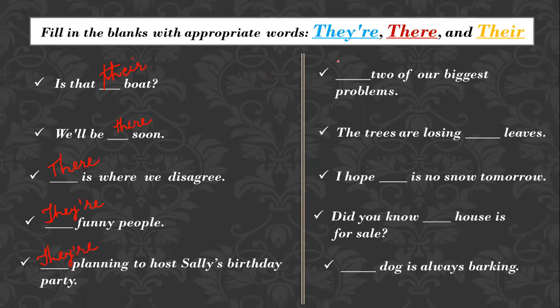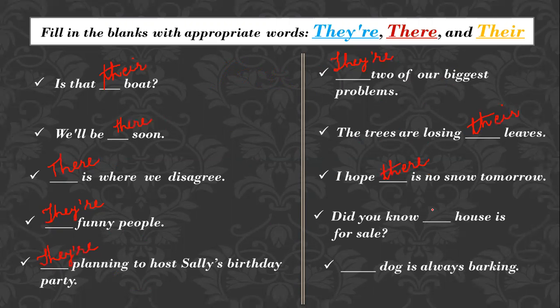They're two of our biggest problems. So here again, they're, that is they are, two problems, okay? They're two of our biggest problems. The trees are losing their leaves. Here it is a possessive adjective. And I hope there is no snow tomorrow. So over here it's there.